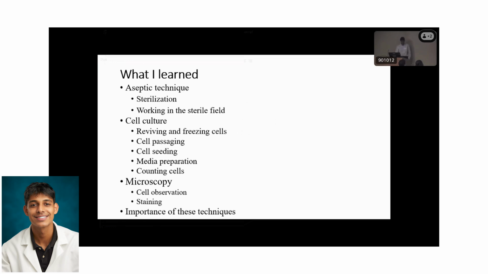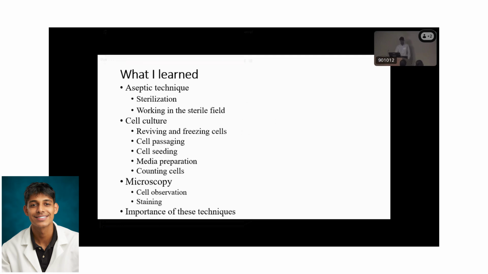I also learned how to culture cells, which is the process of growing cells in controlled conditions rather than their natural conditions, which is in the human body. I learned how to revive and freeze cells. Reviving cells is the process of thawing cells to bring them back to active state, while freezing cells is the process of storing cells at very low temperatures for future use without compromising viability.